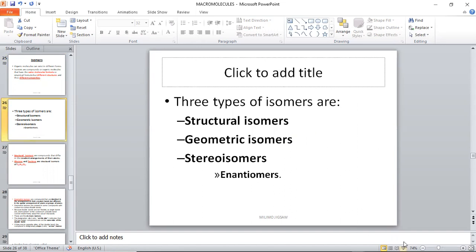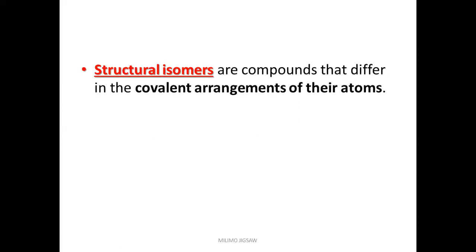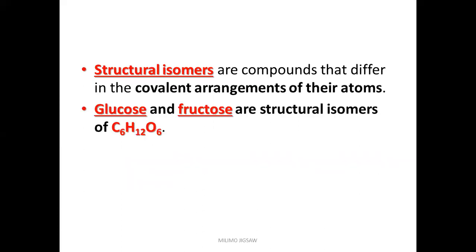Then we went on to look at the structural isomers. We said that these differ in their covalent arrangements of the atoms, and we gave examples of glucose and fructose as structural isomers.